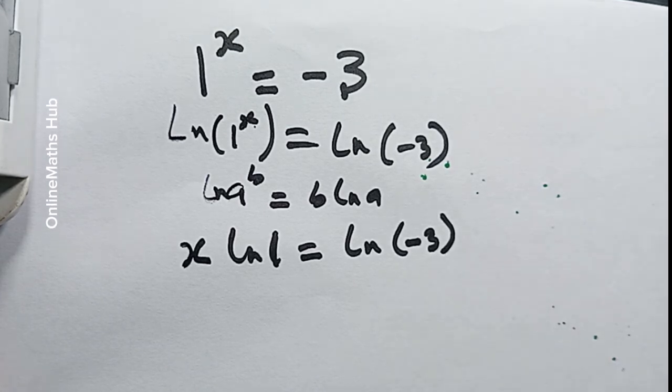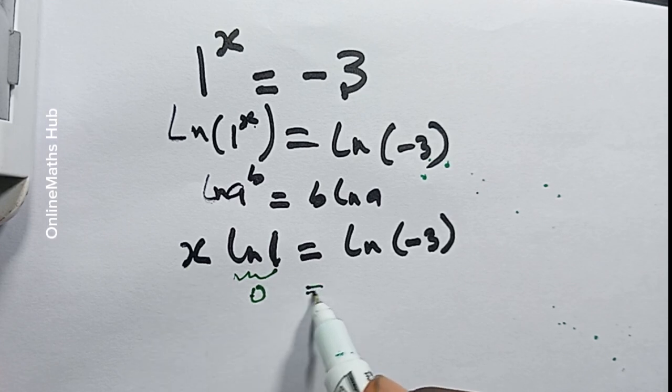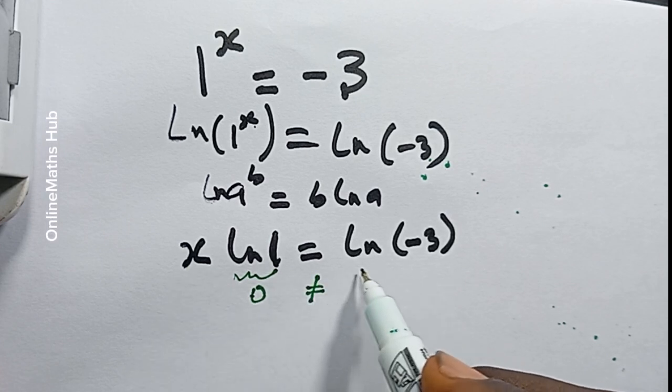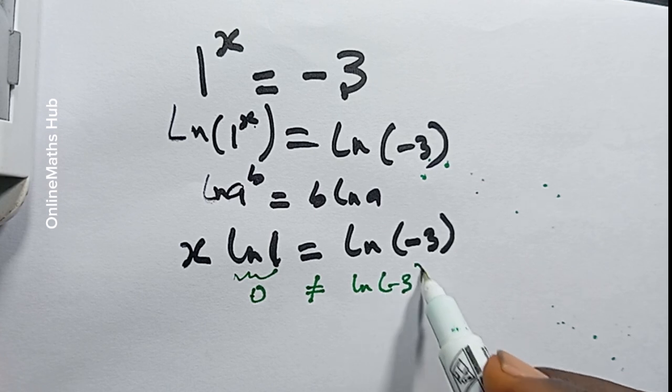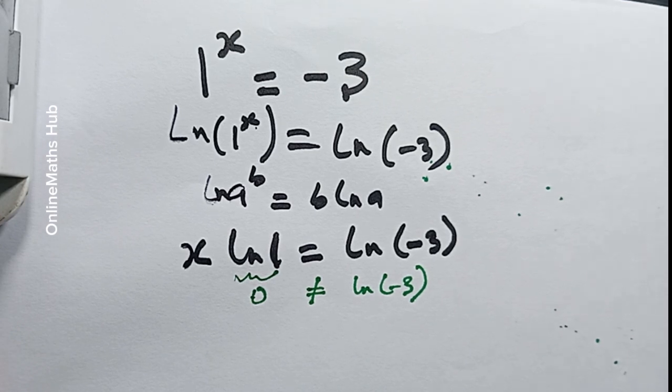Okay, and at this point you actually see that there is a problem because natural log of 1 is 0, and then 0 times x is equal to 0, but of course 0 cannot be equal to natural log of negative 3, because of course natural log of negative 3 is not even defined. So we've got into problem, and then what we need to do next is just to find a way to extend our solution to that of the complex numbers.